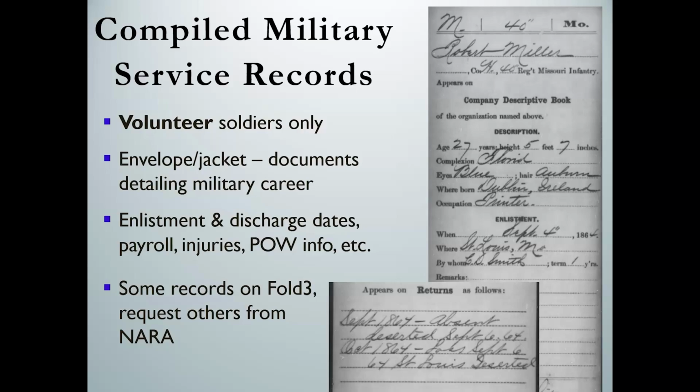But that's the kind of information. So if you're trying to figure out, okay, he did join, but then he left. Again, Fold3 has these. And if they don't have them, so let's say Fold3 just has the index and they don't have the cards, you can request the documents, pictures from the National Archives.